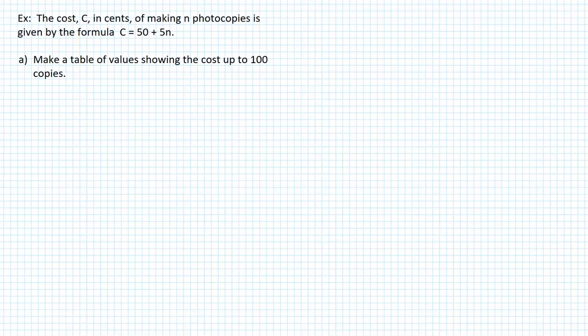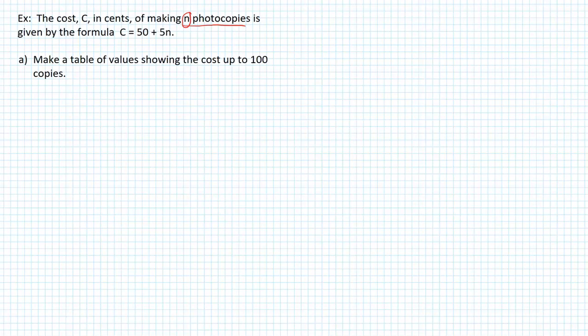This is a typical example. The cost C in cents of making n photocopies, just a typical photocopier that you go to at Staples or any type of office supply place to make copies of certain documents, is given by a formula. C, the cost, equals 50 plus 5 times n, and n is the number of photocopies. All right. So the first thing is let's make a table of values showing the cost up to 100 copies. Simple as that.